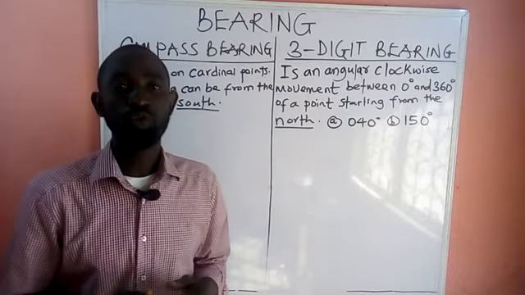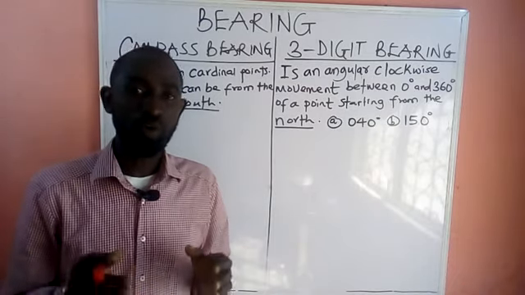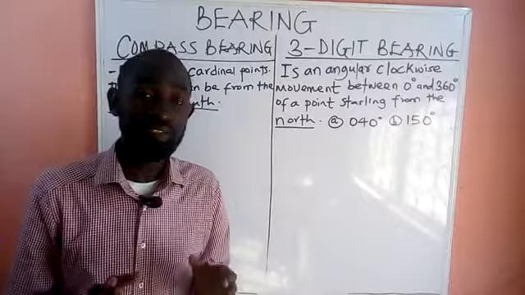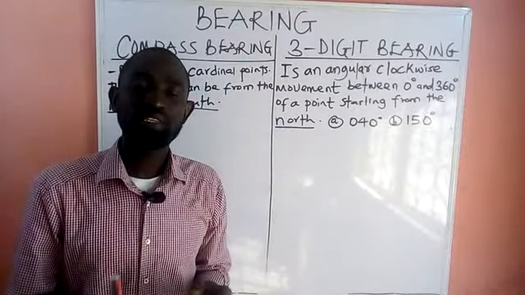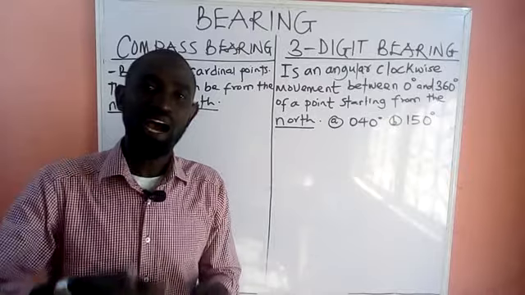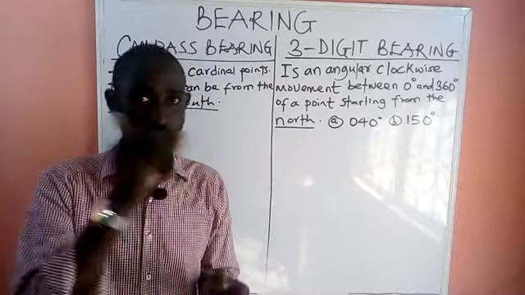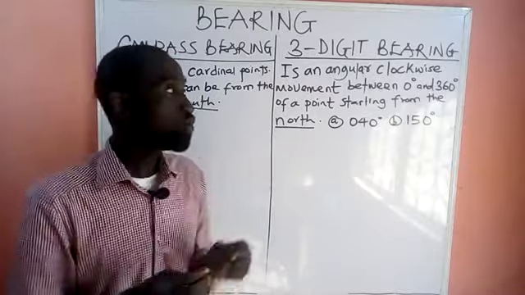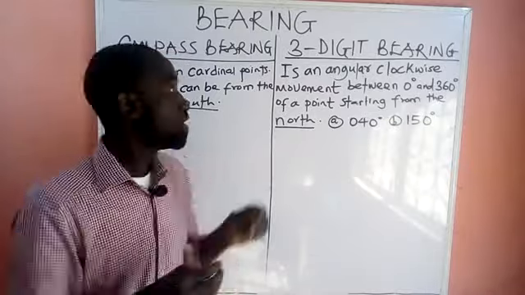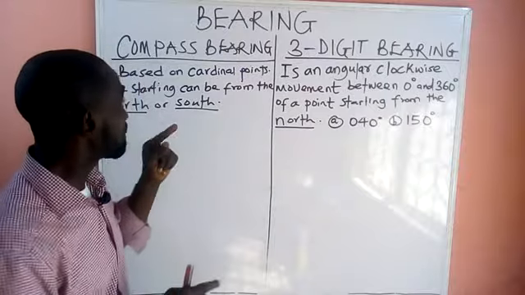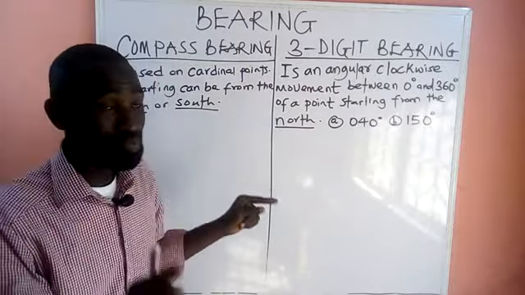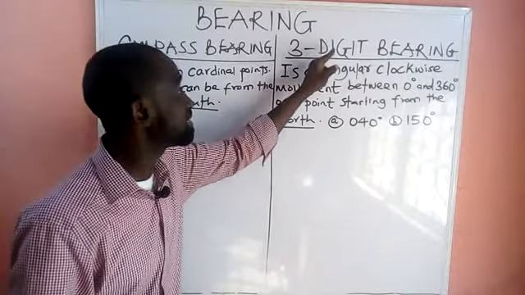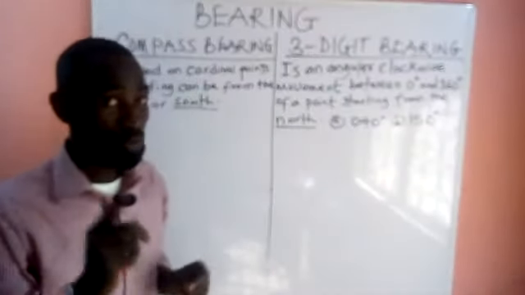In today's video, I am going to give a comprehensive and detailed analysis on bearing. Class, bearing is what we term the angular movement from a point. This bearing can be expressed in two ways. Either we express it in compass bearing, or we express it in three-digit bearing. Are you with me?